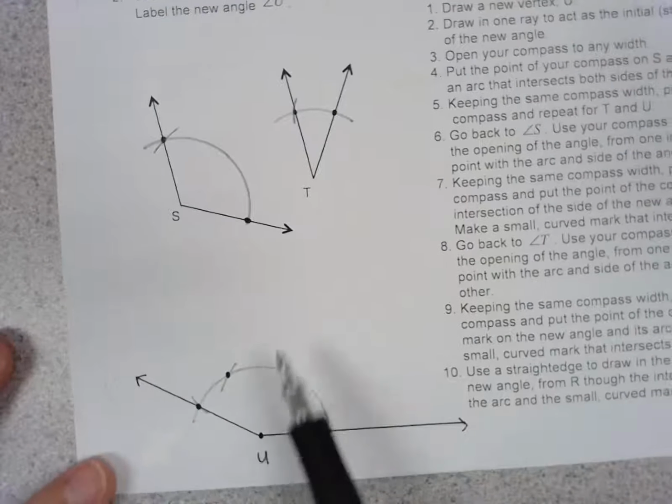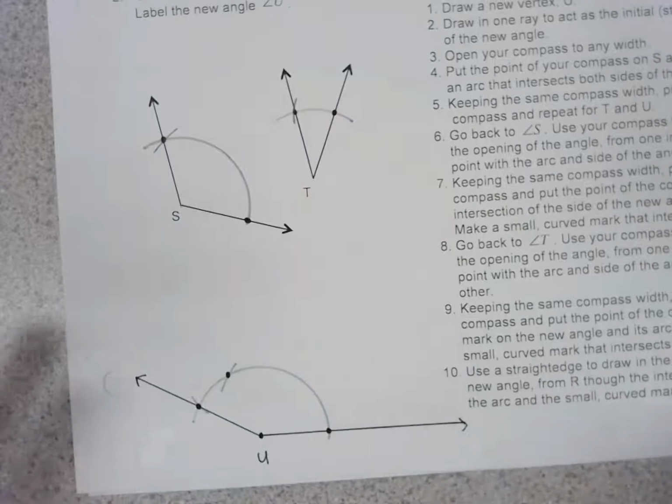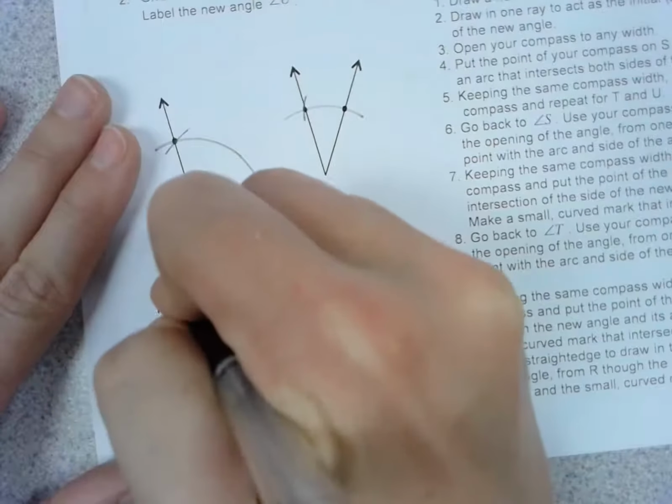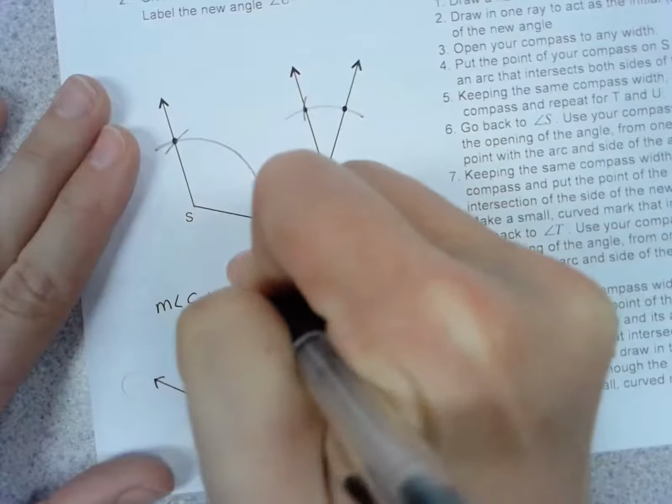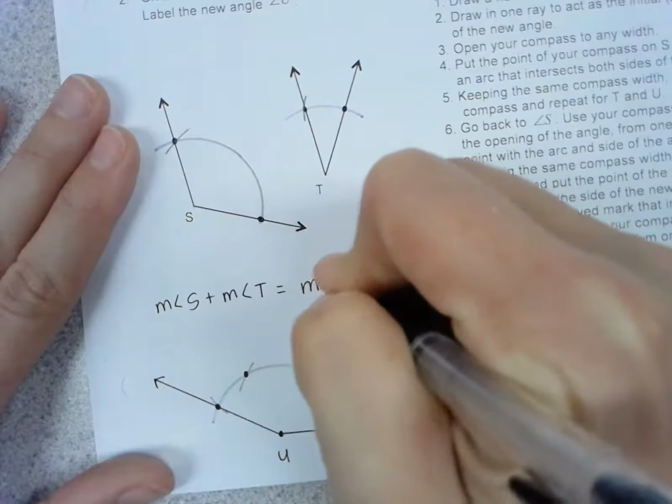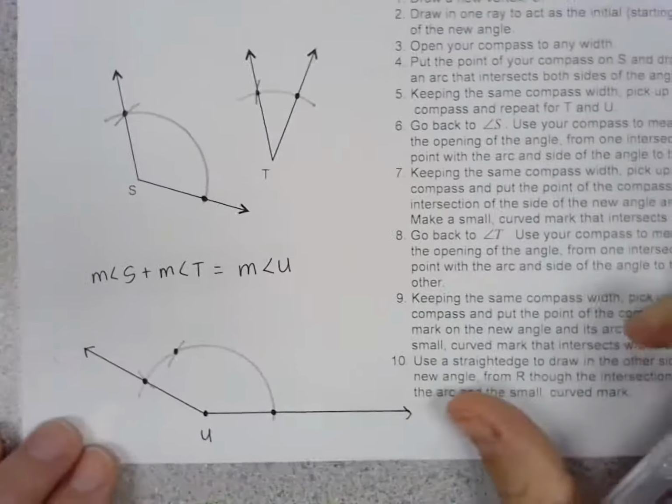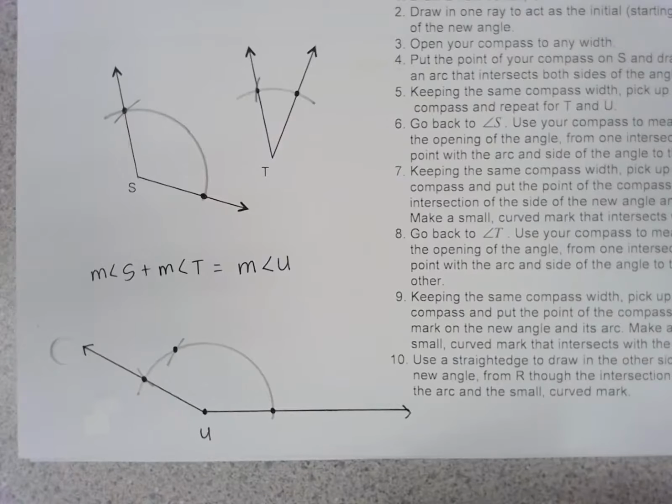So angle U is equal to angle S plus angle T. The measure of angle S plus the measure of angle T is equal to the measure of angle U. And so that's one way that you could write that down, making a statement about the information.